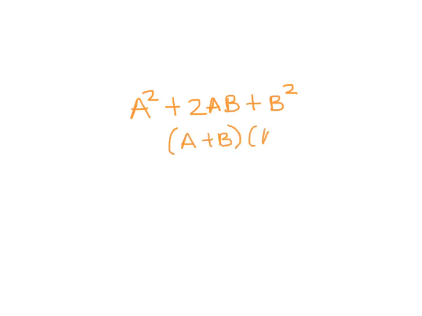So the formula is going to look like this, okay? If you have a squared plus 2ab plus b squared. So if you look at a trinomial and you see that the first and the last terms in that trinomial are perfect squares, and that middle term is twice the product of their square roots, it's going to factor to a plus b times a plus b, which we can write as a plus b squared.